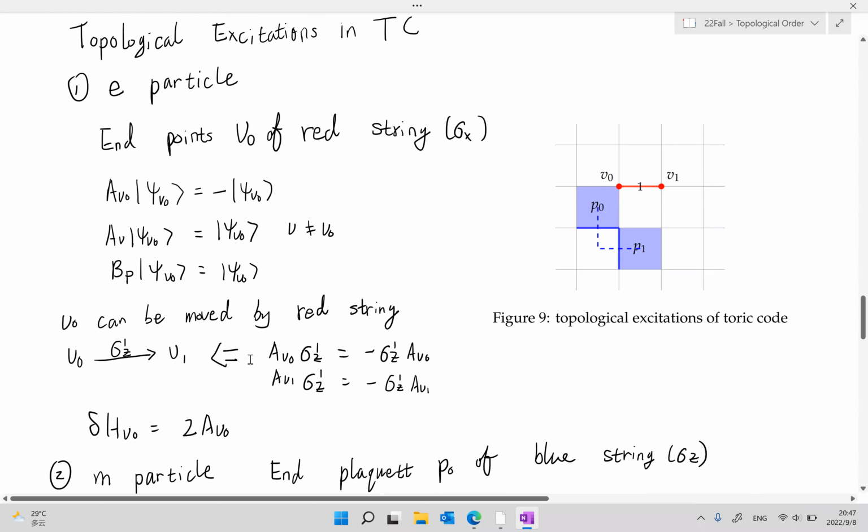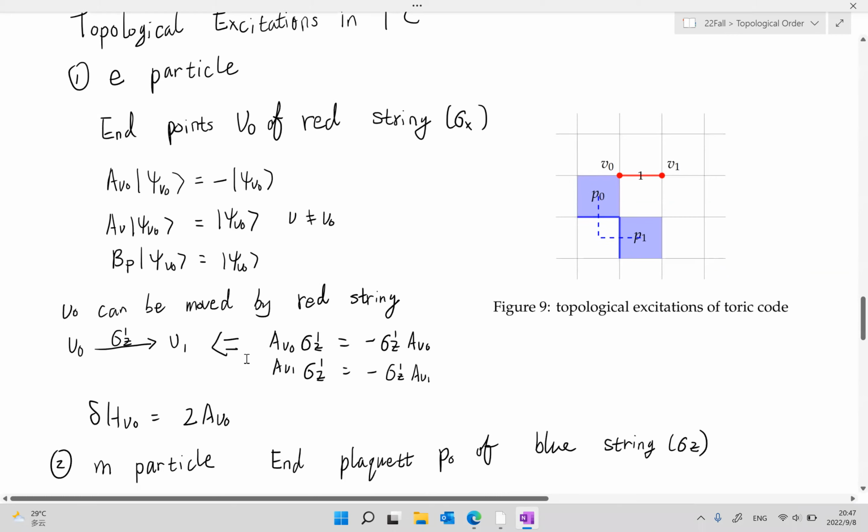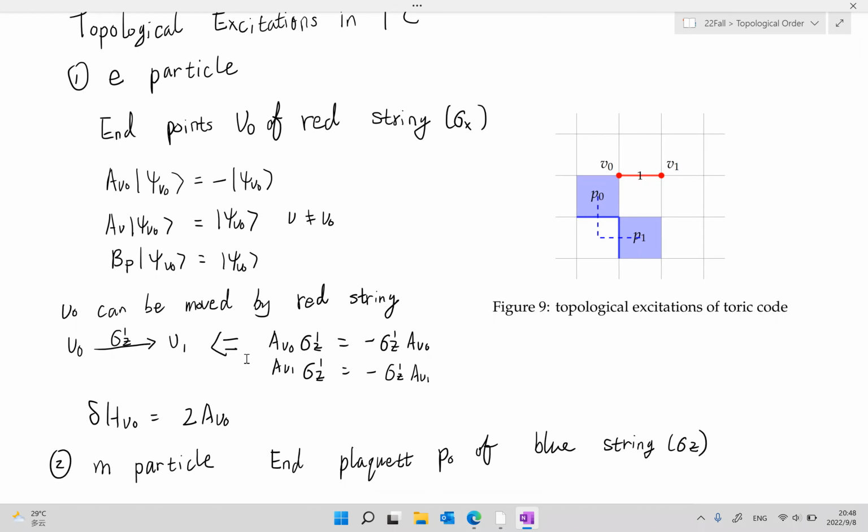Then an interesting observation is that we can move the V0 excitation to V1 using the sigma Z operators. Remember that A_V is made by sigma X, and we are using sigma Z here to flip the sigma X, and this is easy to check.